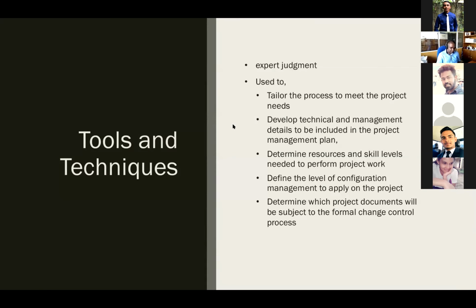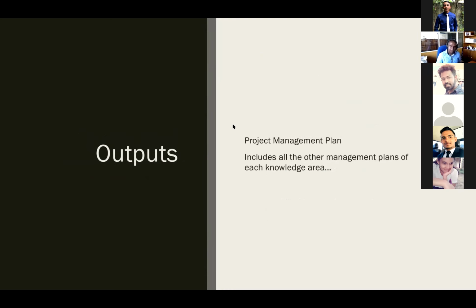Tools and techniques: once again, after getting all these things, it's expert judgment. These are the expert ideas that we need to tailor, to modify whatever you have to your project, to develop technical and management details. You can go through this. What I'm interested in is that all these details are compiled by a set of experts. Outputs, as I told you, include all the other management plans.